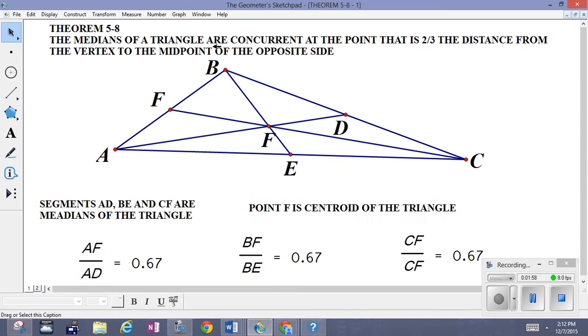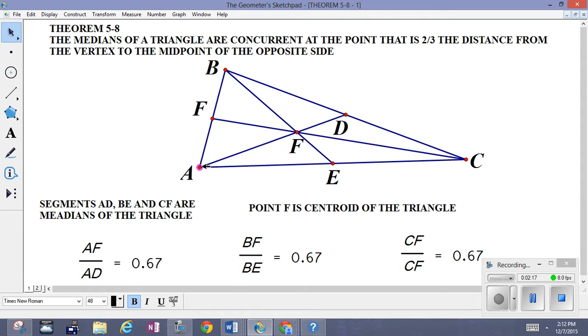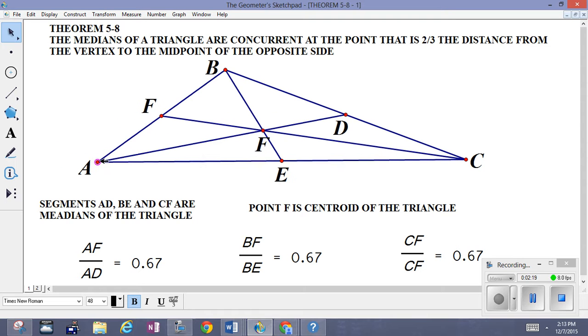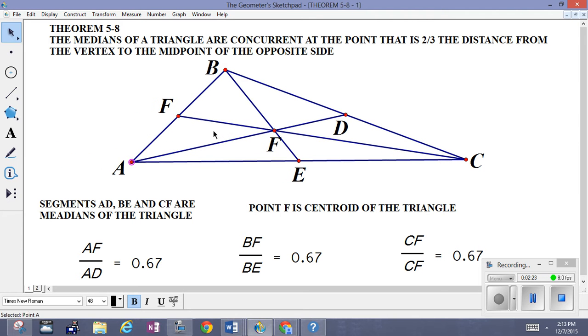Then there's theorem 5.8 that says the medians of a triangle are concurrent at a point that is 2/3 the distance from the vertex to the midpoint of the opposite side. So I got this ratio. This ratio is consistent regardless of whether this is a right triangle, an acute triangle, an obtuse triangle. It doesn't really matter, okay?